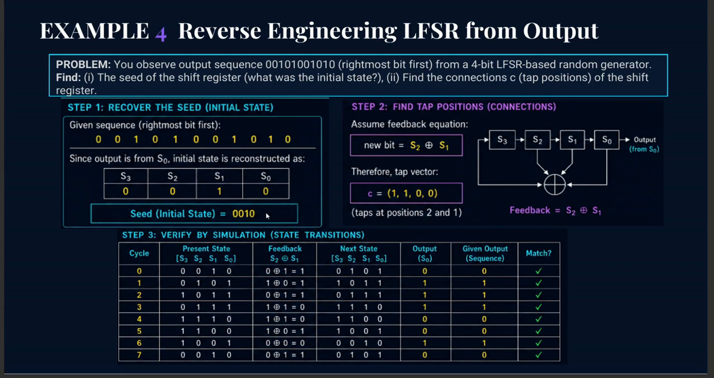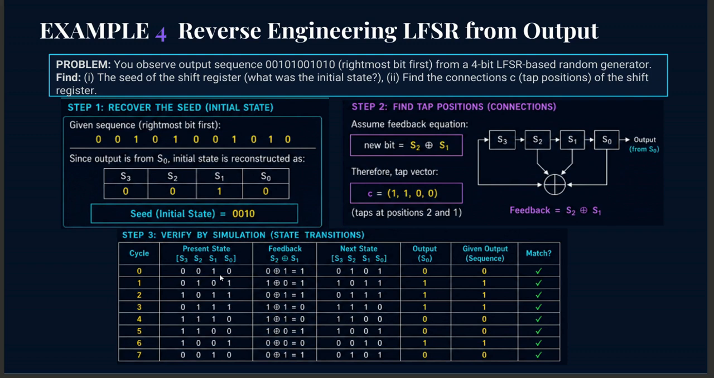But we still don't know which taps are connected to the XOR feedback. Now let us determine the tap positions. We assume the feedback equation as S2 XOR S1. This means the XOR feedback is generated using registers S2 and S1. Therefore, the tap vector becomes C equals 1100, which represents the taps at positions 2 and 1. Remember the XOR rules: the same value gives 0 and different values give 1. Now let us verify whether this assumed feedback equation actually produces the observed sequence.